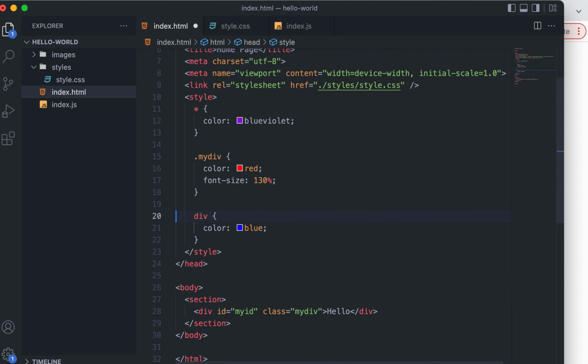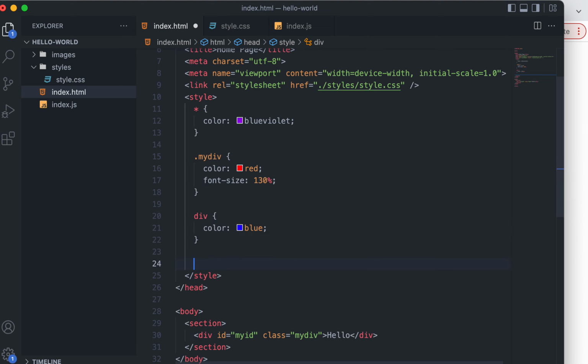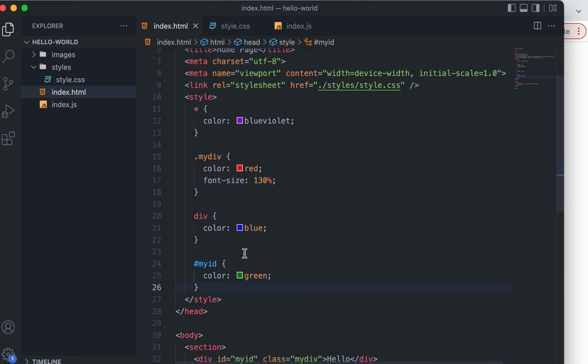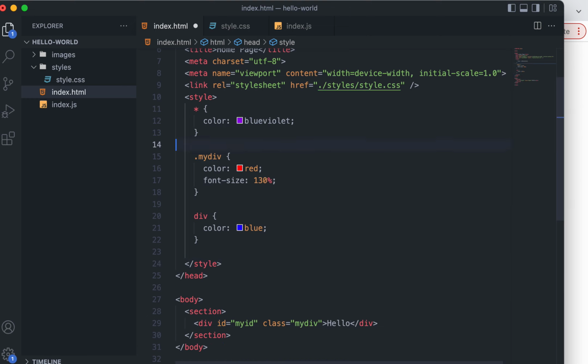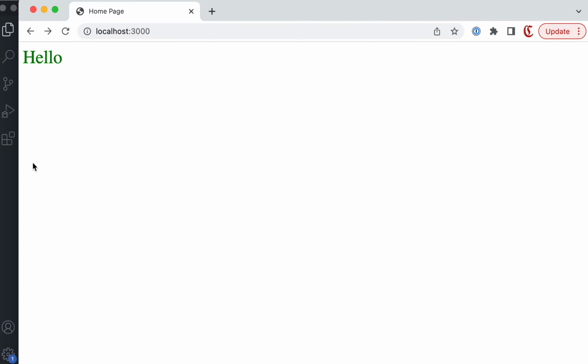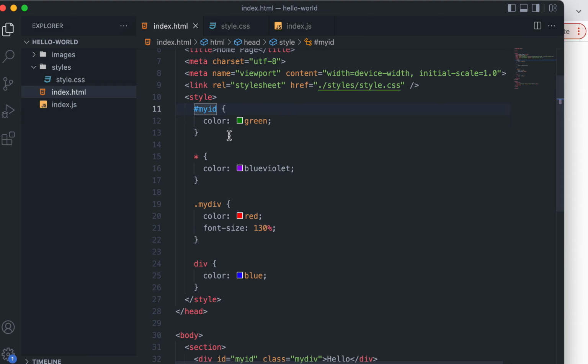Okay, now ordering. See, if specificity is different, then ordering does not matter. Wherever it is, it does not matter. This thing will be given more priority because it has the highest specificity right now. Okay, if the specificity is the same, then we are going to see the ordering. So what is ordering?